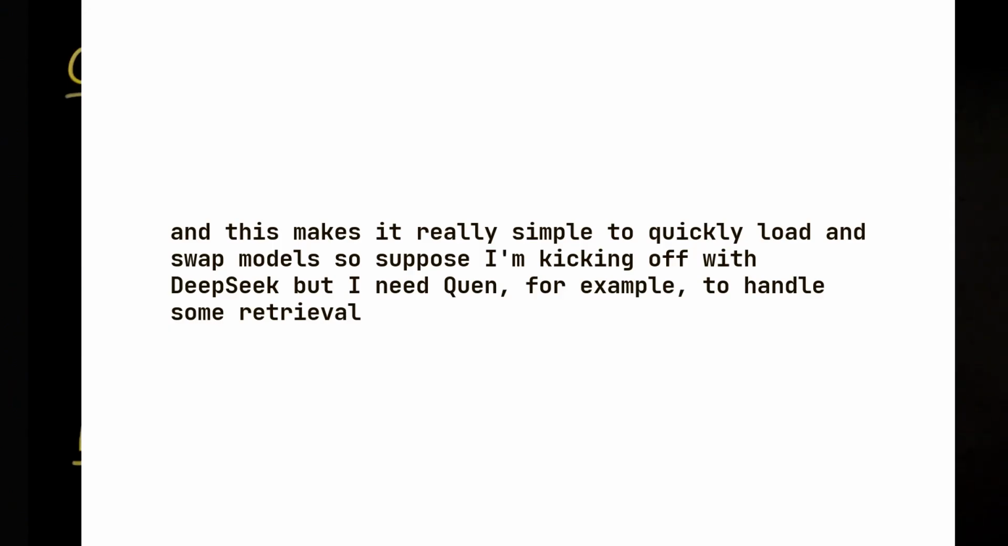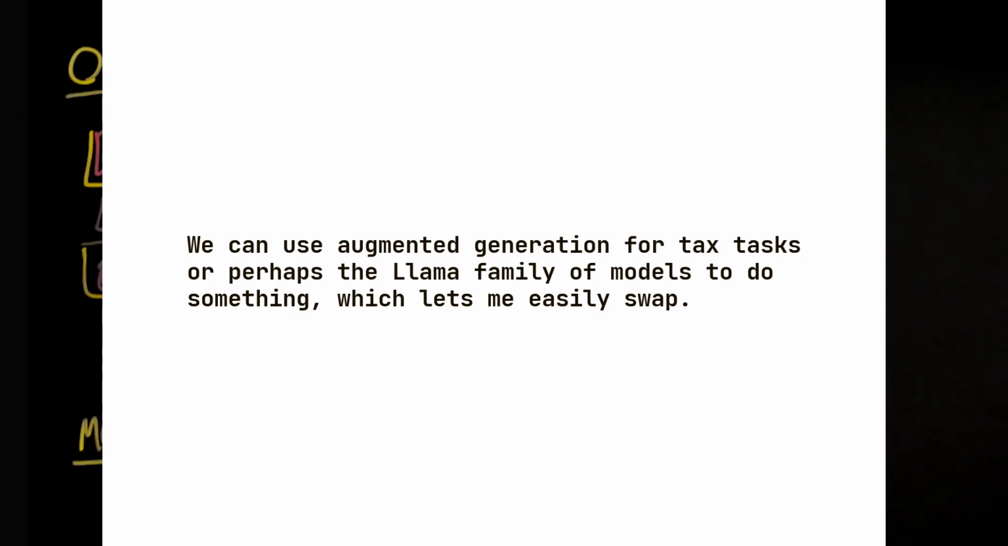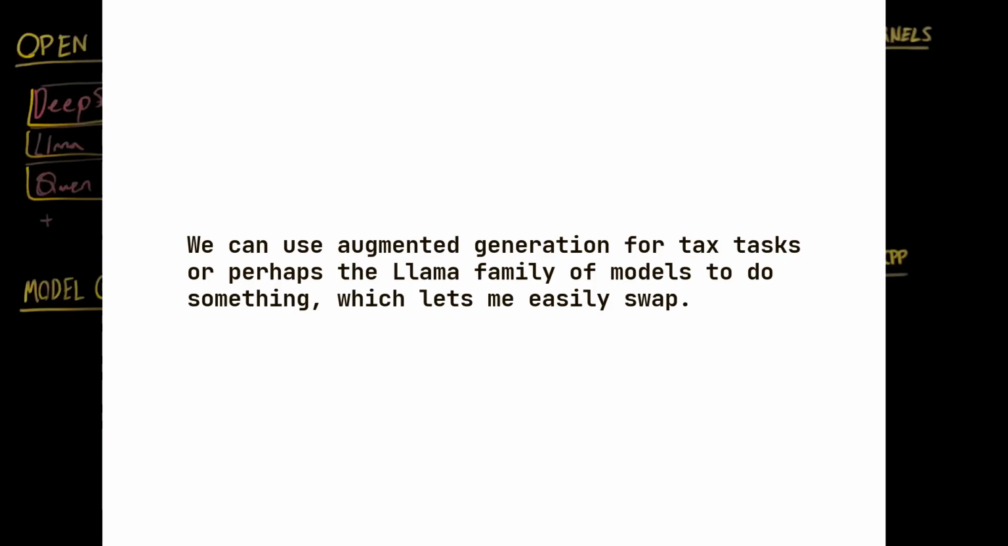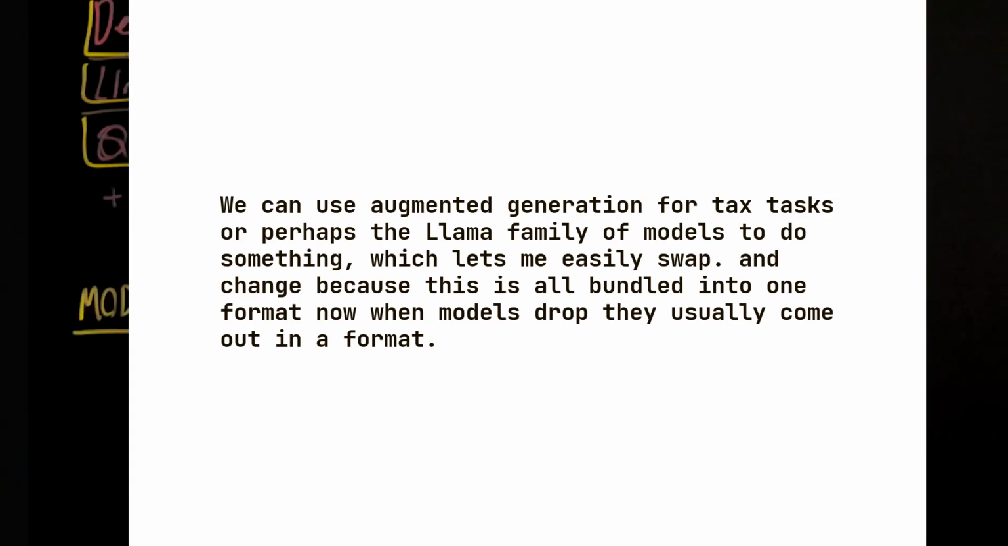So suppose I'm kicking off with DeepSeek, but I need Qwen, for example, to handle some retrieval augmented generation for text tasks, or perhaps the Llama family of models to do something, which lets me easily swap and change, because this is all bundled into one format now.